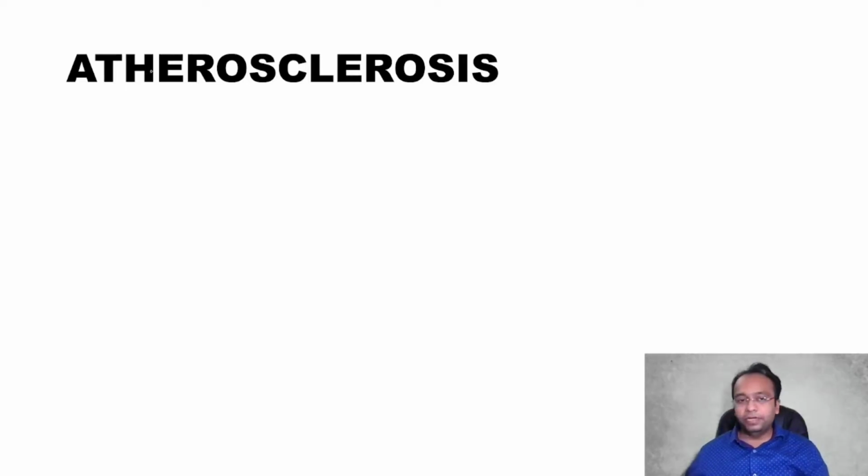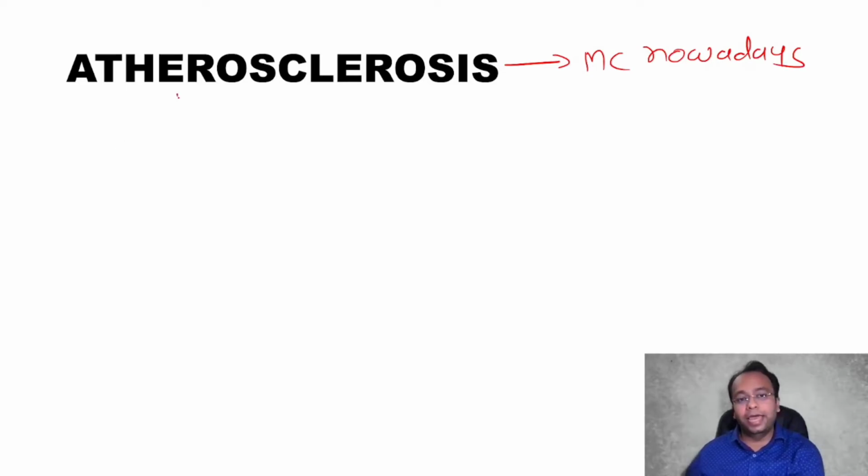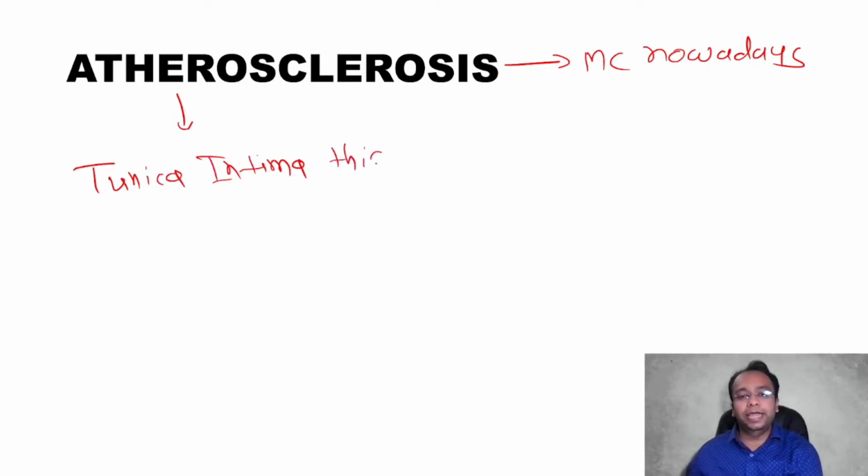Now, another example of intracellular lipid accumulation is atherosclerosis, which is very common nowadays, right, in the USA and in India as well. Atherosclerosis means tunica intima thickening by fat accumulation. Understand?